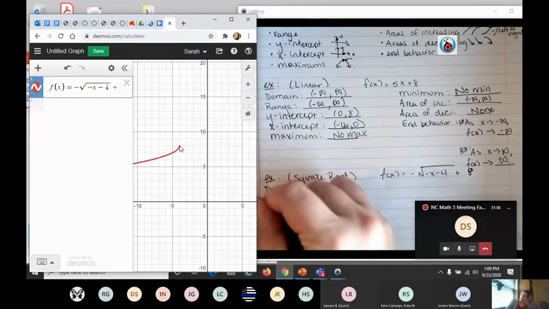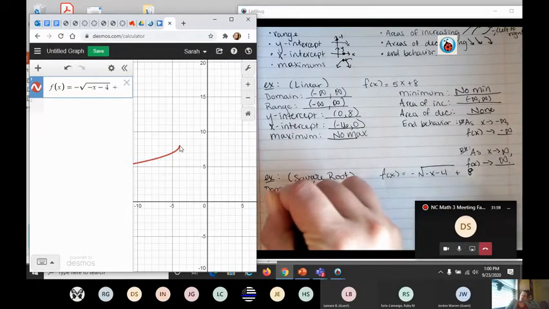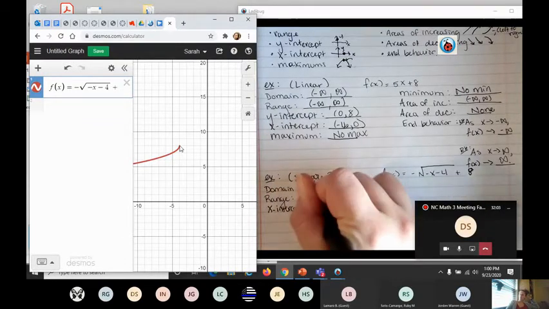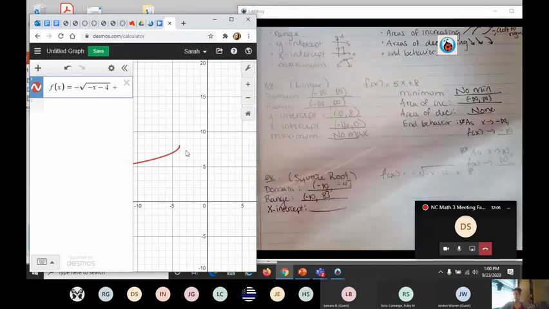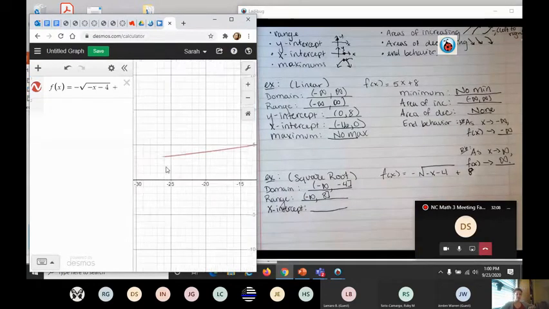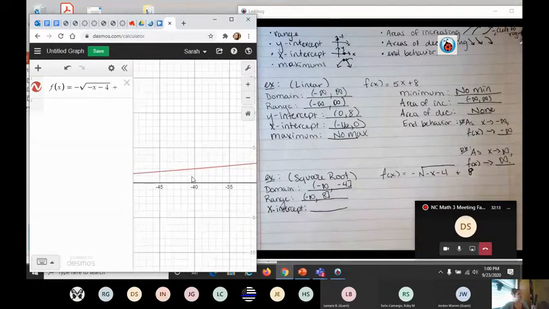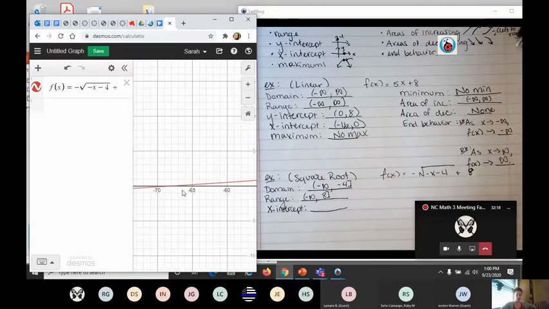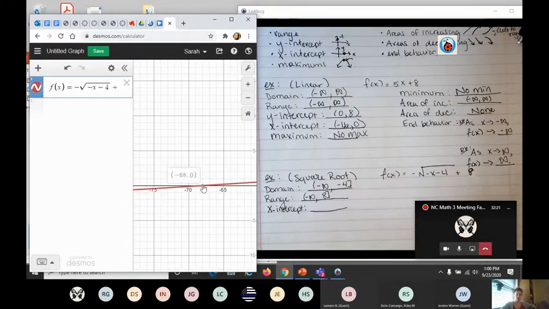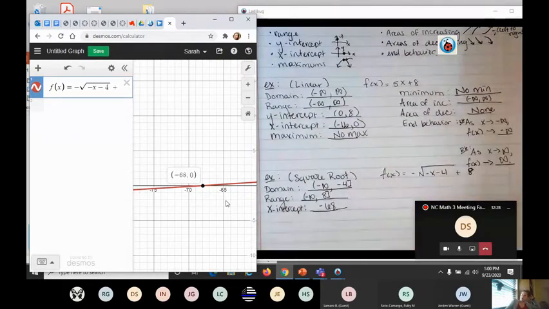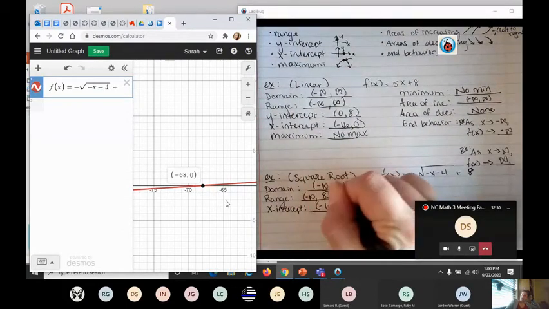Okay, the next key feature is our x-intercept. Okay, we happened to pass the x-intercept when we were searching along to see how low the function could go. So we're going to do that again. So we're going to go over here and see how low the function goes. And we find our x-intercept right here. So at -68. Okay, and we want to make it a point, so it's -68, 0.